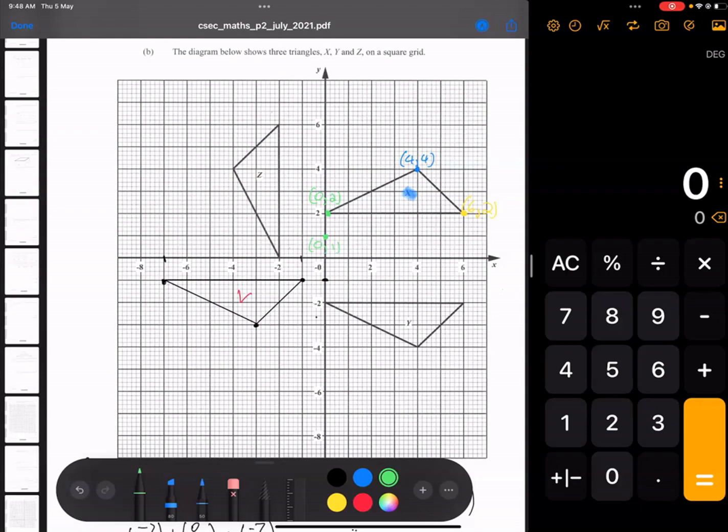For the blue coordinate, half of 4 is 2 for both, so our new coordinate would be 2, 2. It should be right here. Then for our yellow, 6 and 2, we're going to halve both of them. So our new coordinates would be 3, 1. We'll find 3, which is between 2 and 4, and then 1.